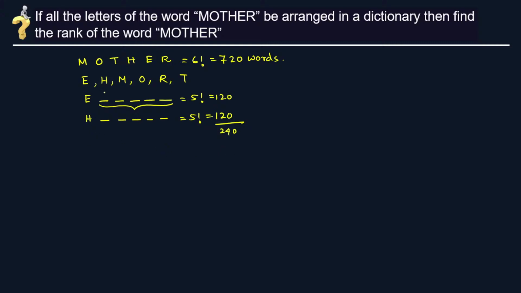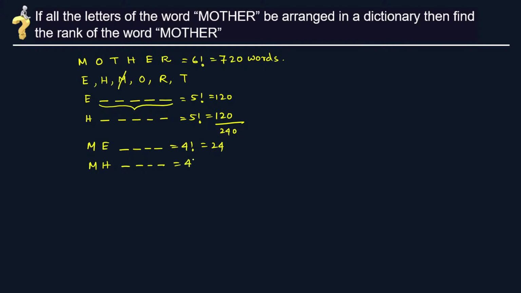Now alphabetically after H, your M will come. The moment M comes, alphabetically the next letter has to start with E. So all the words which start with ME will be how many words? It will be factorial 4, which gives us 24. Is it clear? After that, after E, alphabetically H will come.